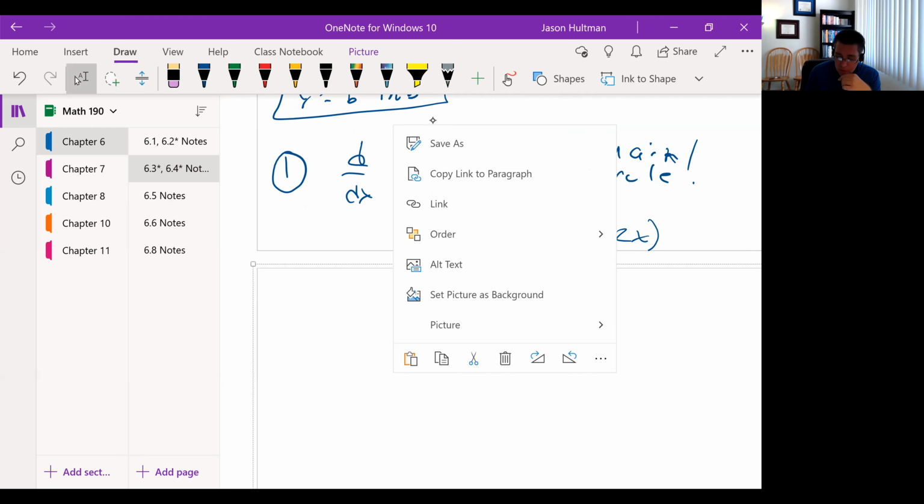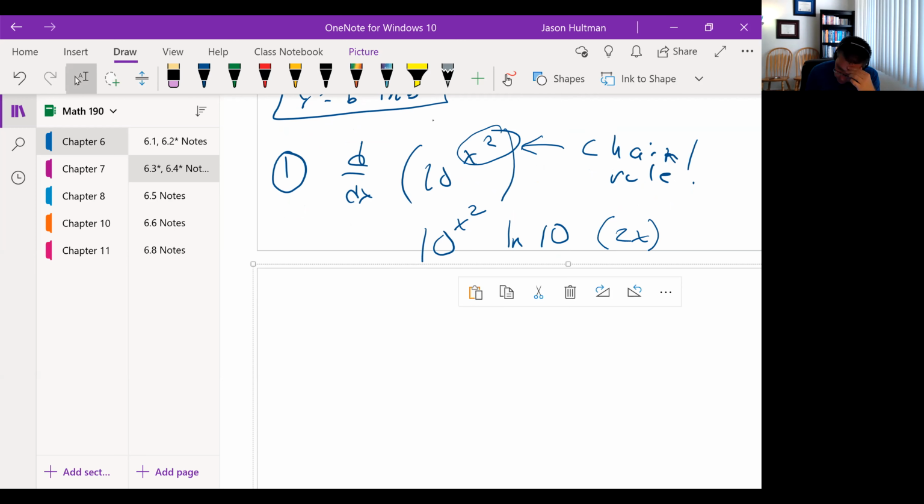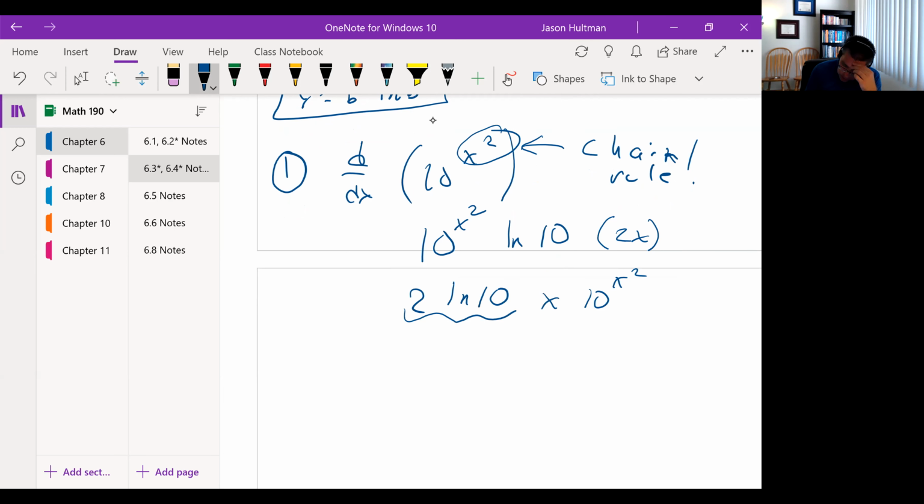And so this thing becomes, at the very end, 2 times the natural log of 10. Why am I writing it like that? Because this is just a number, times 10 to the x squared. But what is 2 natural log of 10? Well, I'm going to rewrite that as natural log of 100.